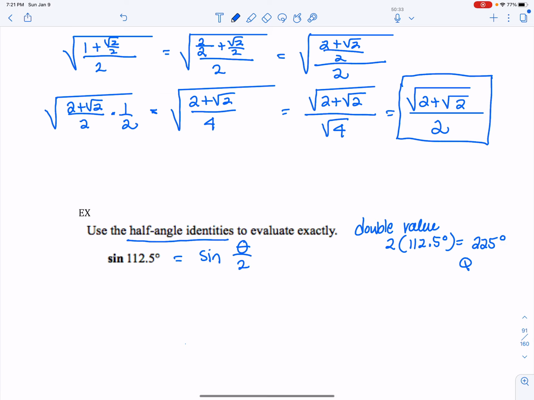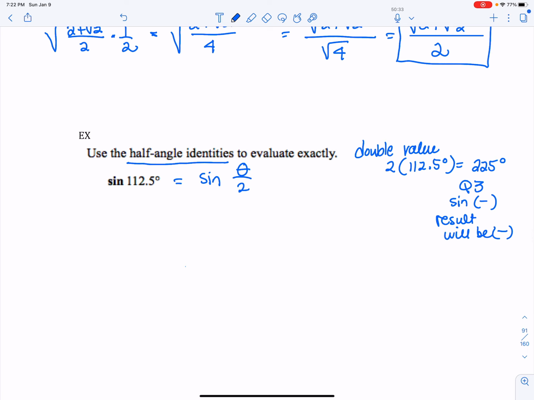That's in quadrant number 3. So sine is negative in quadrant 3, so my result will be negative. Okay, so when I use this formula, I'm going to have a negative in front of the square root. So if I write this up as theta being 225 degrees divided by 2 equals negative square root of 1 minus cosine theta all over 2.